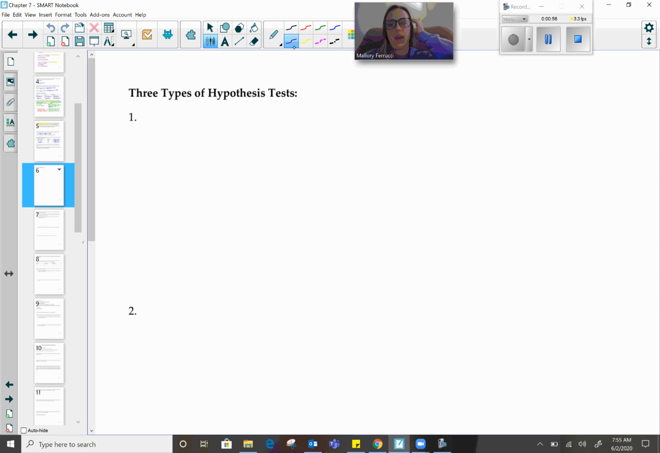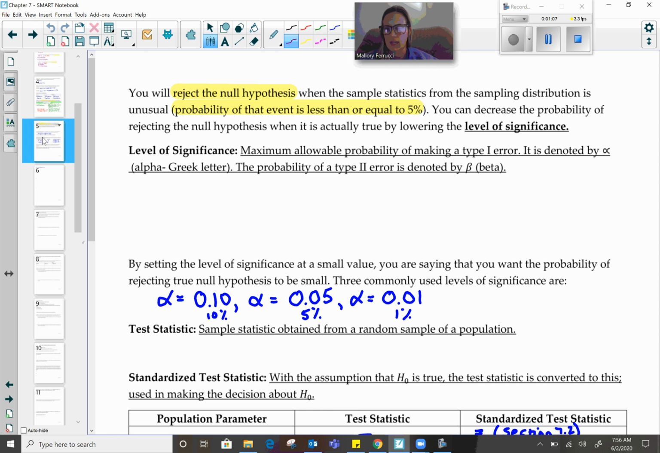Okay, so now I think I finished the page before that. Yeah, I did. Okay. Did I? Yes, I did. Okay, we are on page 6.